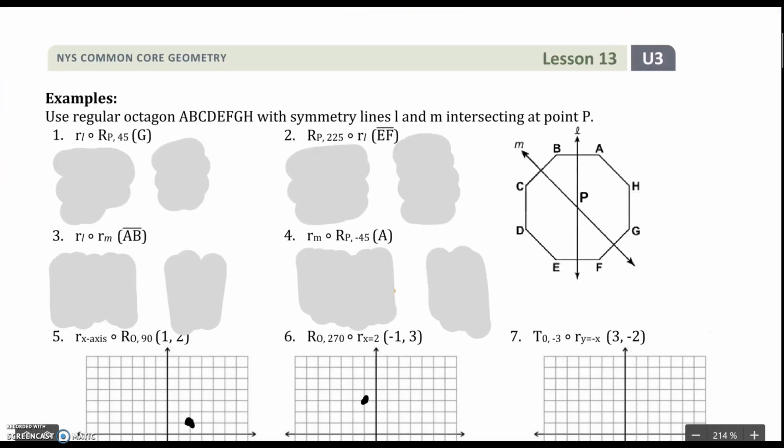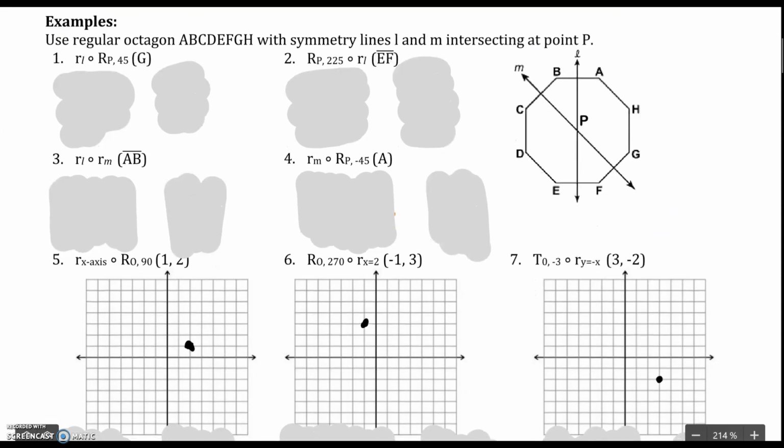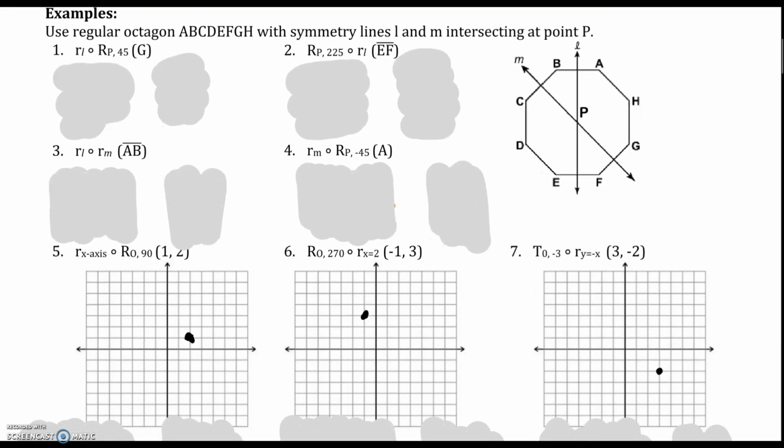Okay, so with all of these, first off, pause this and graph everything in the lesson and then come back to me. So for numbers 1 through 4, we're referring to this picture of an octagon. It's regular, meaning all sides and angles are congruent, and there are symmetry lines L and M intersecting at point P. So remember that when we do a composition, we work right to left.